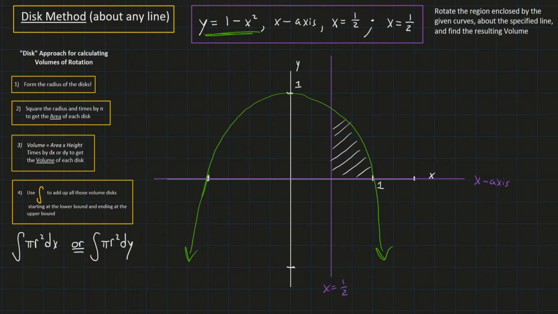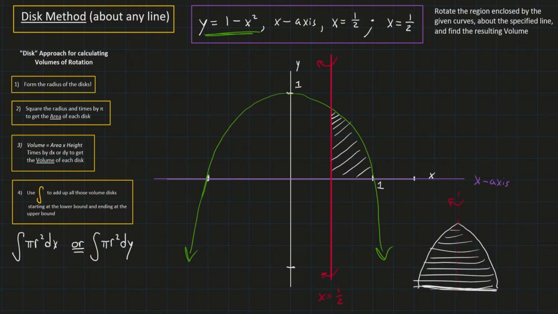Alright, what line am I rotating it about? This guy. So if I take this region, rotate it about my x is equal to 1/2 line, I'll get something that looks like a bullet, or maybe a hat. Alright, so I can imagine this 3D volume. Now I've got to imagine that it's made up of a bunch of small disks. Remember, this is the disk method.